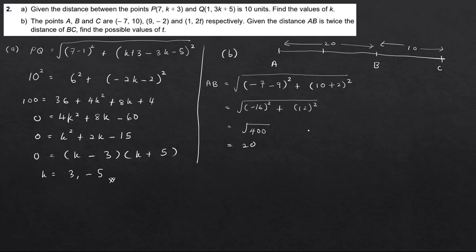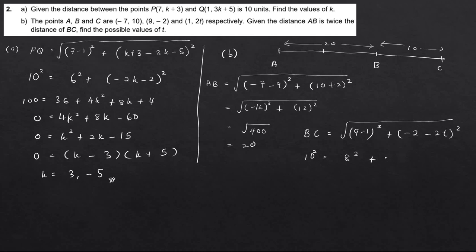So now let's calculate the distance from B to C. Point B and point C. So square root of (9 minus 1) squared plus (negative 2 minus 2t) squared. And we already know the distance from B to C is 10. Move the square root to the other side, square. 9 minus 1 is 8 squared, plus, let's expand, (negative 2 minus 2t) squared.